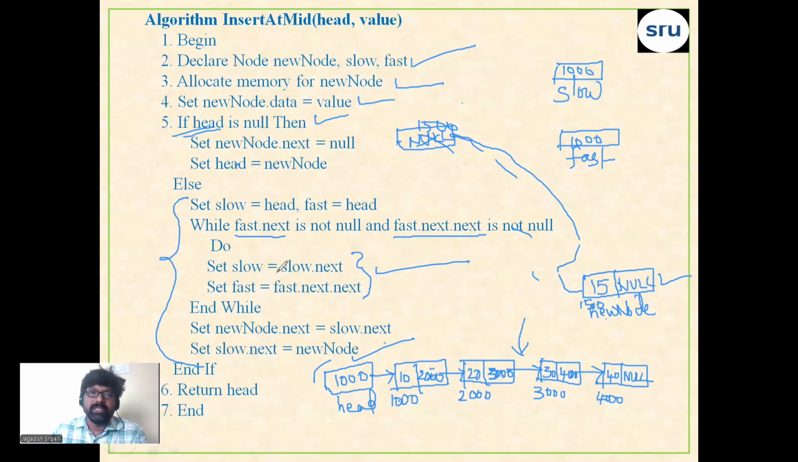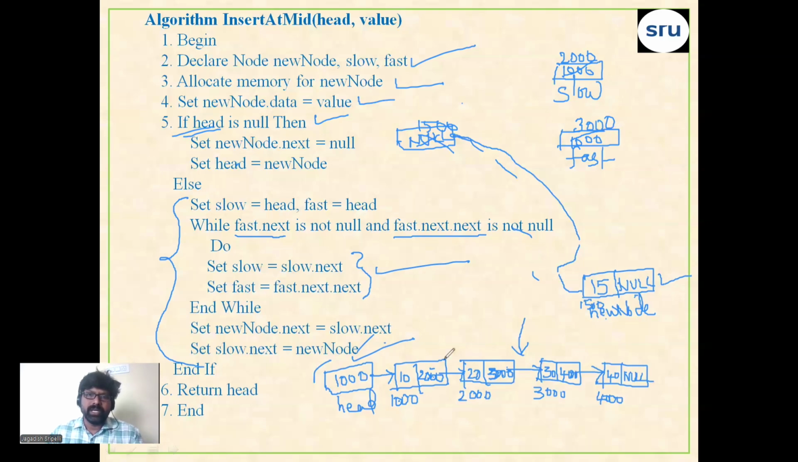So now set slow equals slow dot next. Slow is already 1000, its next is 2000. So the value 2000 is going to be stored in slow. And fast equals fast dot next dot next. Fast is 1000, 1000 dot next is 2000, 2000 dot next is 3000. That 3000 value I want to store in fast. So 3000 is stored in fast. Now check this condition again. If the while is not completed, now fast dot next. Fast is what?